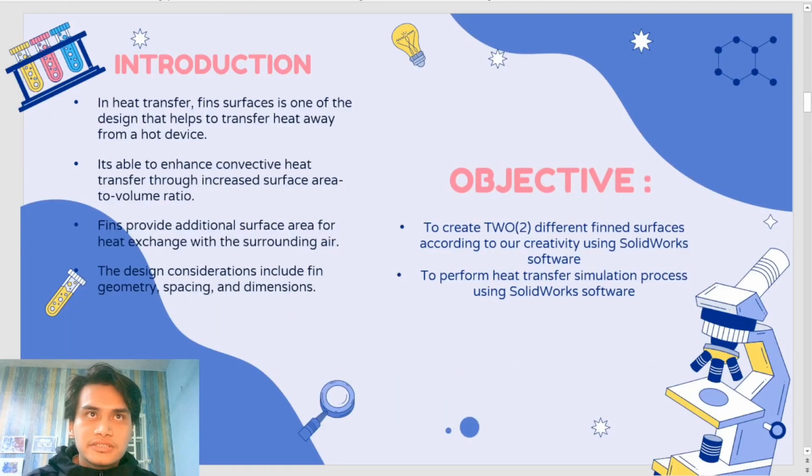For introduction, in heat transfer, fin surface is one of the designs that help to transfer heat away from a hot device. It is able to enhance convective heat transfer through increased surface area to volume ratio. Fins provide additional surface area for heat exchange with the surrounding air. The design considerations include fin geometry, spacing, and dimension.